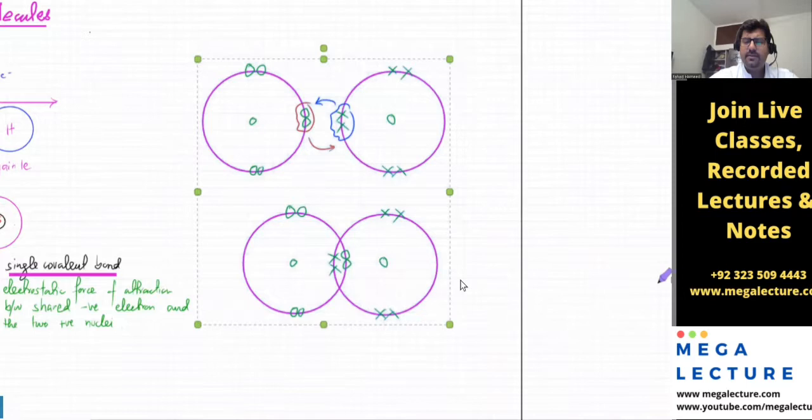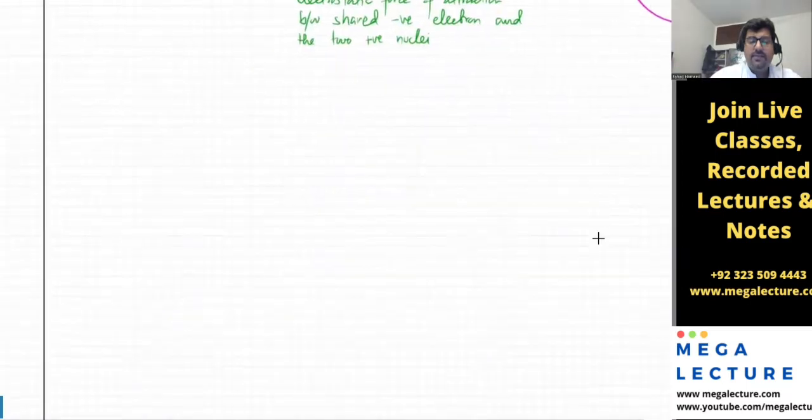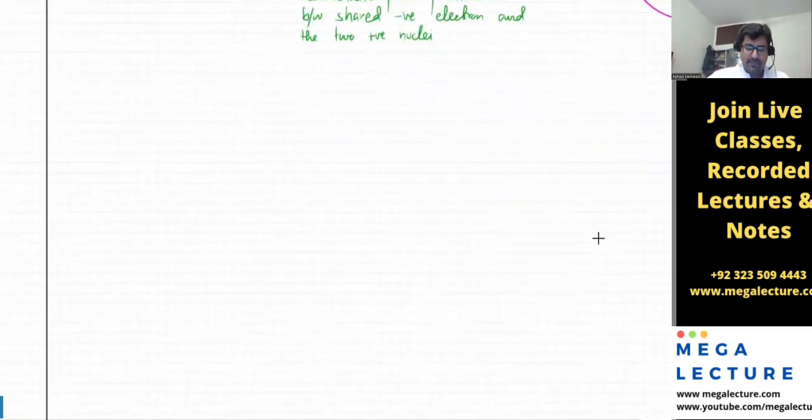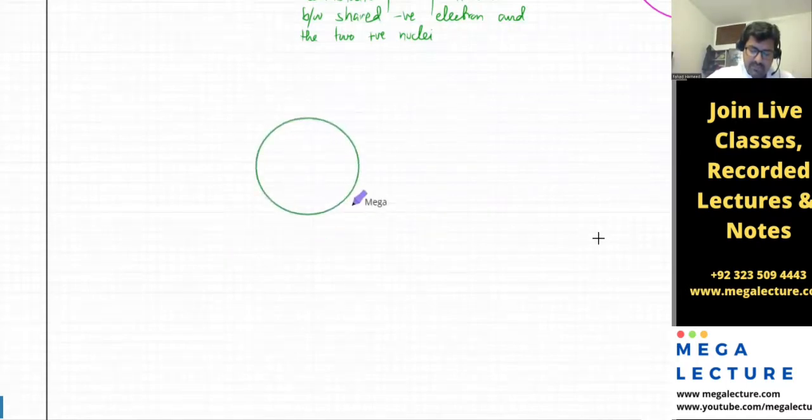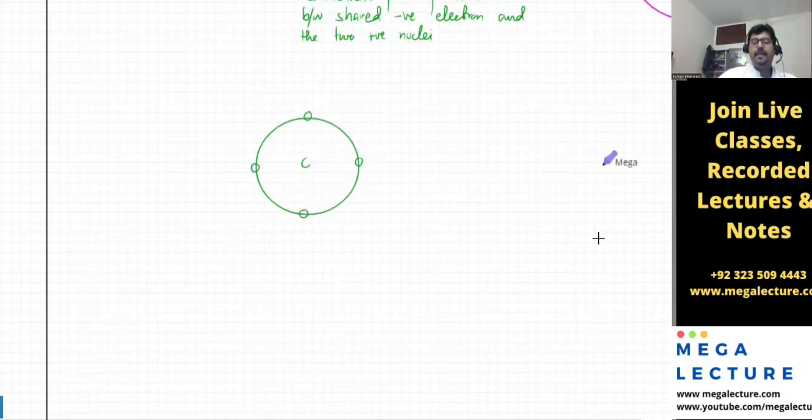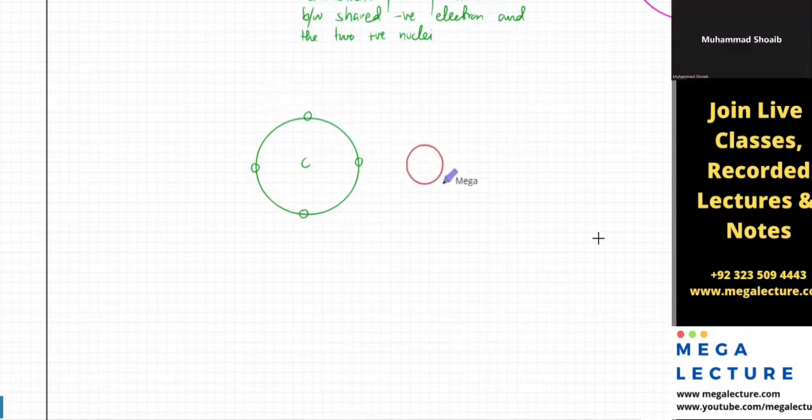So let's do just one more. This one was where both atoms were sharing electrons equally, right? What if atoms are not sharing electrons equally? I've got carbon. Carbon is a non-metal, and it's in group 4. That means it's got 4 electrons only, right? So carbon is in group 4. How many electrons does it need? Four. Okay, so it needs 4.